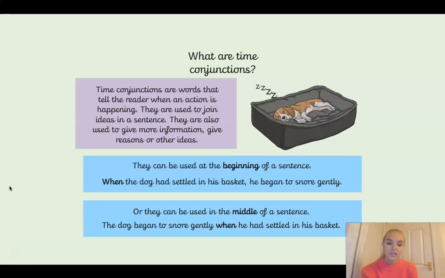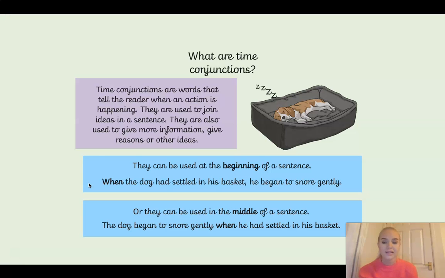It's really important that we understand that time conjunctions can be used at the beginning of a sentence and also in the middle. So I've got 2 examples here of a similar sentence using the same time conjunction, but one sentence has it at the beginning and one sentence has it in the middle. So I want you to pause the video and have a think. Does the difference in where the time conjunction is have an impact on the meaning of the sentence? Pause the video and have a think, please.